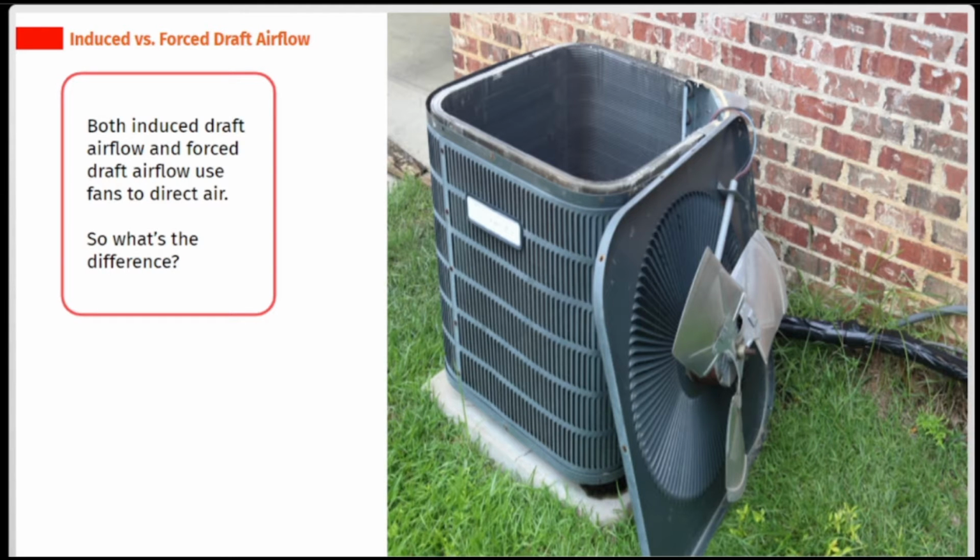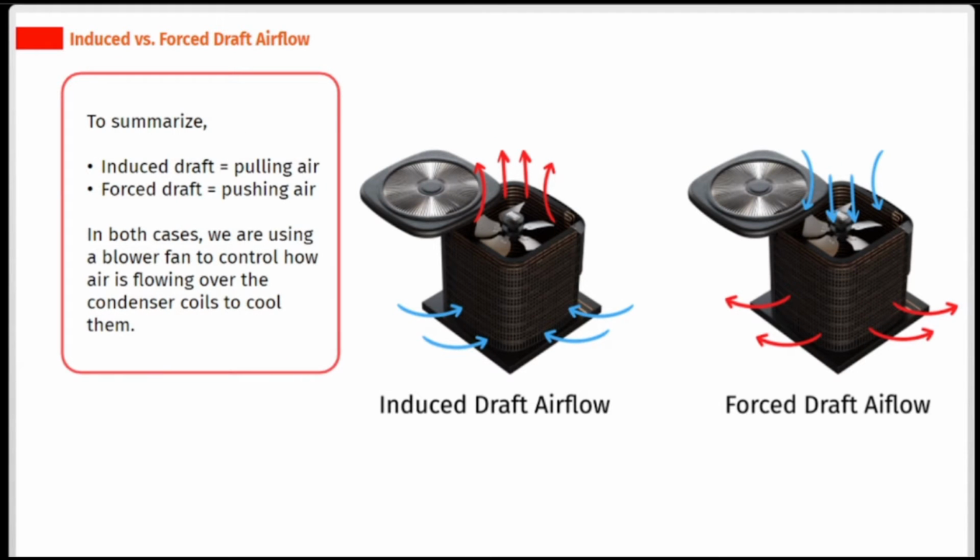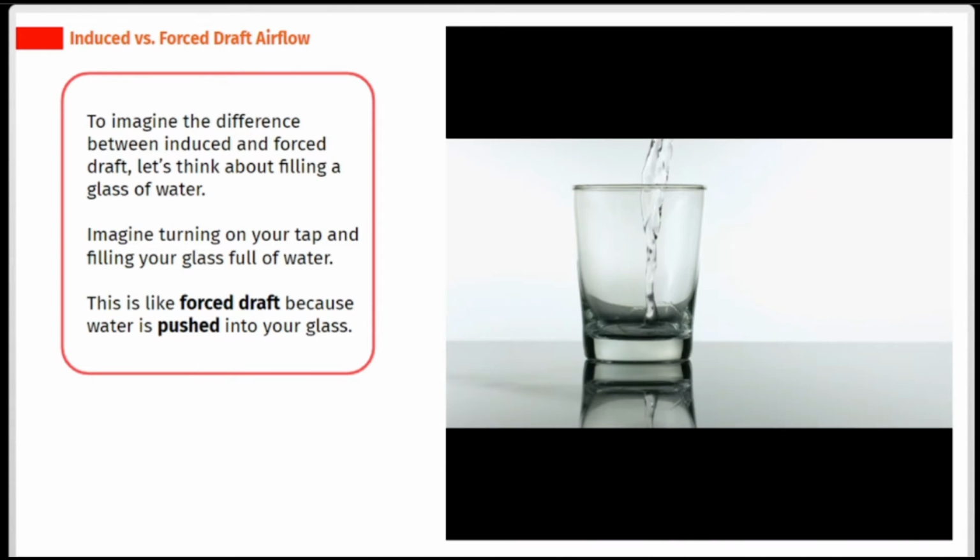So what's the difference? In induced draft airflow, the blower fan pulls cool air through the hot condenser coils. In forced draft airflow, the blower fan pushes cool air through the hot condenser coils. To summarize, induced draft means pulling air, forced draft means pushing air. In both cases, we are using a blower fan to control how air is flowing over the condenser coils to cool them. To imagine the difference between induced and forced draft, let's think about filling a glass of water.